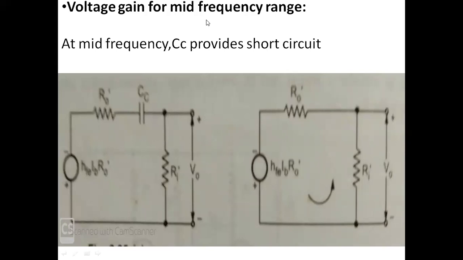At mid frequencies, what is the voltage gain? Here at mid frequencies, the coupling capacitor acts as a short circuit. That's why CC becomes a short circuit, so this is the equivalent circuit. From this circuit, what is the output voltage?